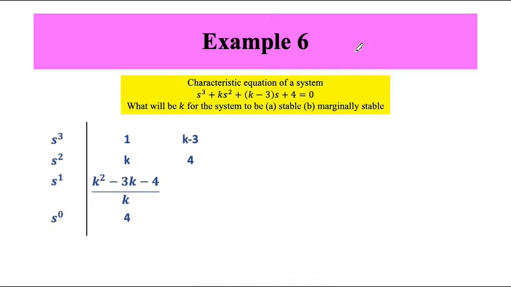So it's s to the power 3, s to the power 2, then I am taking the coefficients: it is 1, it is k minus 3, then it is k and 4.